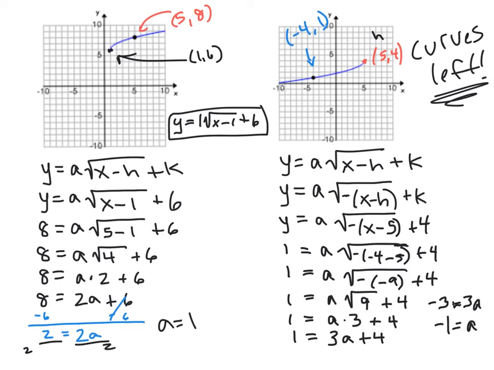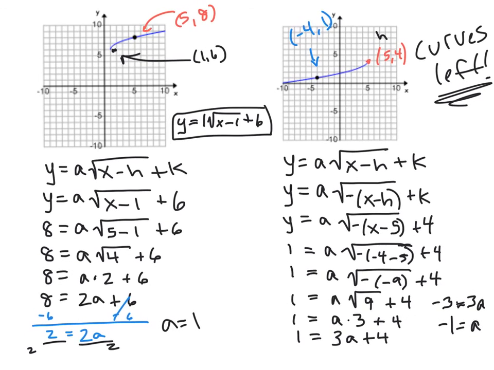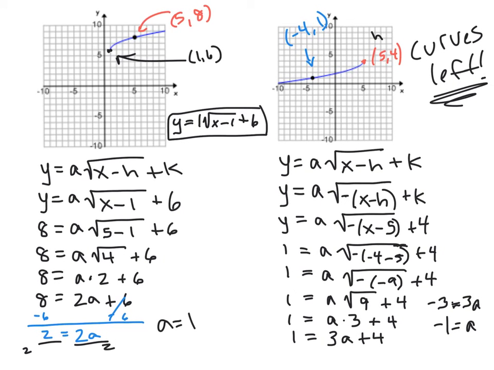for a. Okay, so we're going to write our final answer as y equals negative 1 times the square root of negative x minus 5 plus 4.